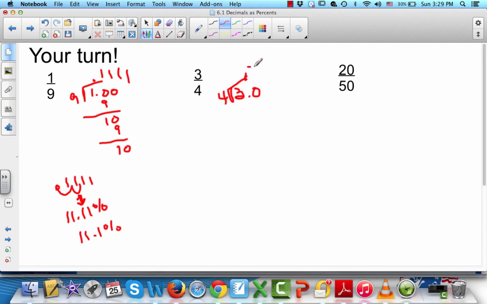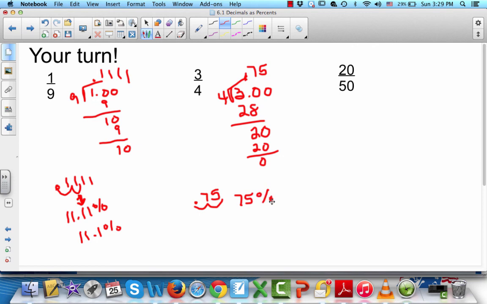3 divided by 4, 3 divided by 4. 4 goes into 30 7 times, that gives you 28, with 2 left over, bring down a 0. 4 goes into 20 5 times, 5 times 4 is 20. And with the remainder of 0, we're left with 0.75. Move the decimal 1, 2 places to the right, and you get 75%.